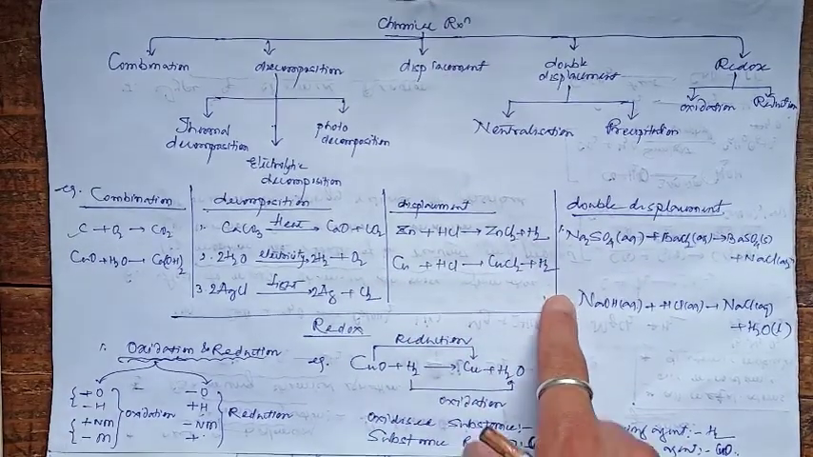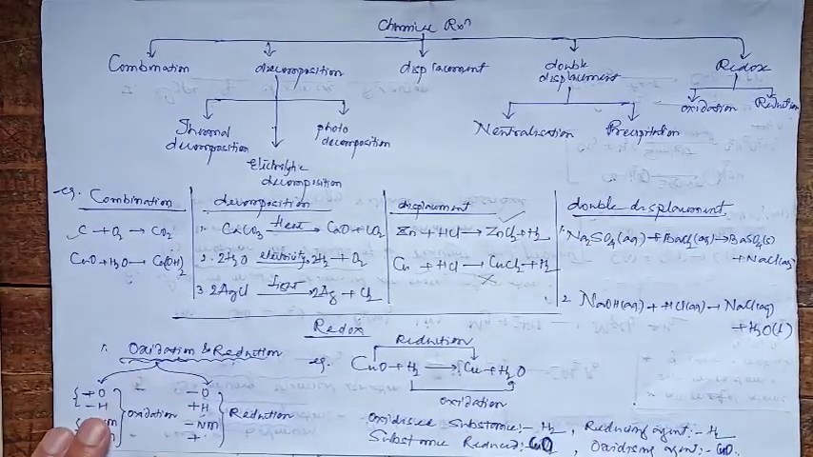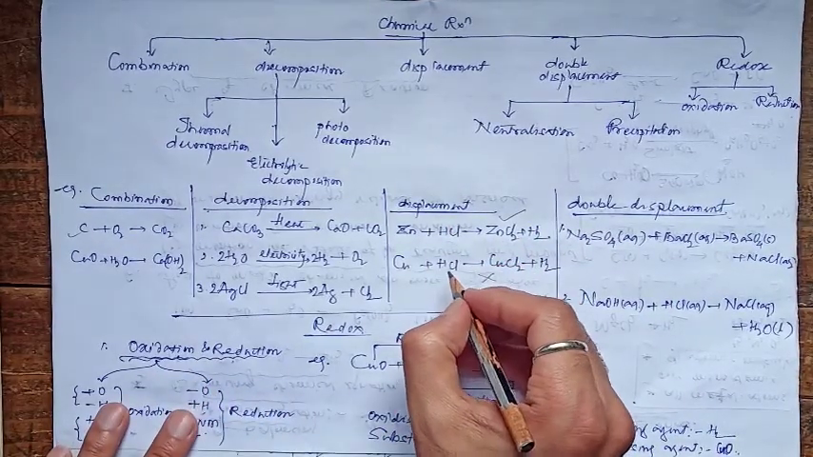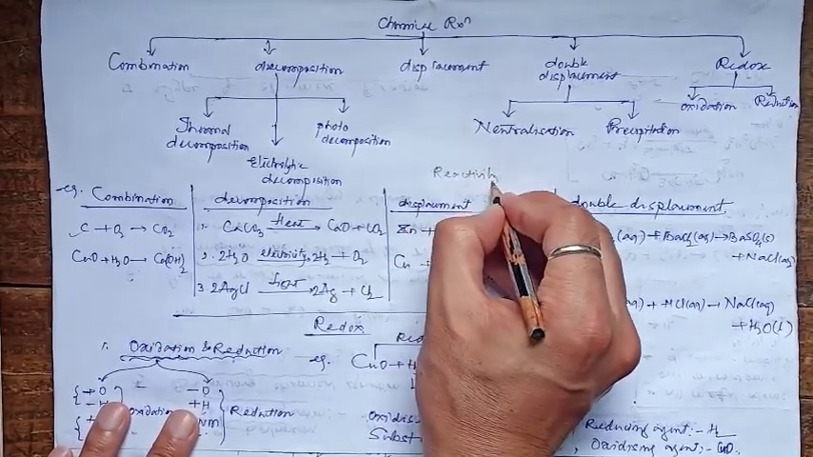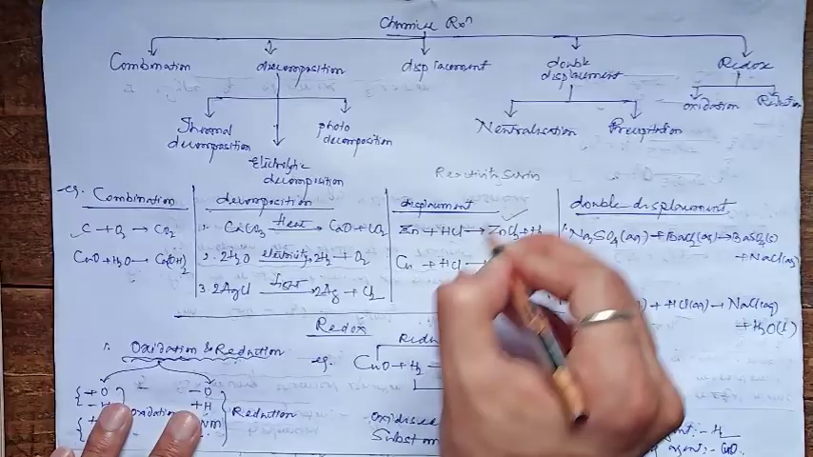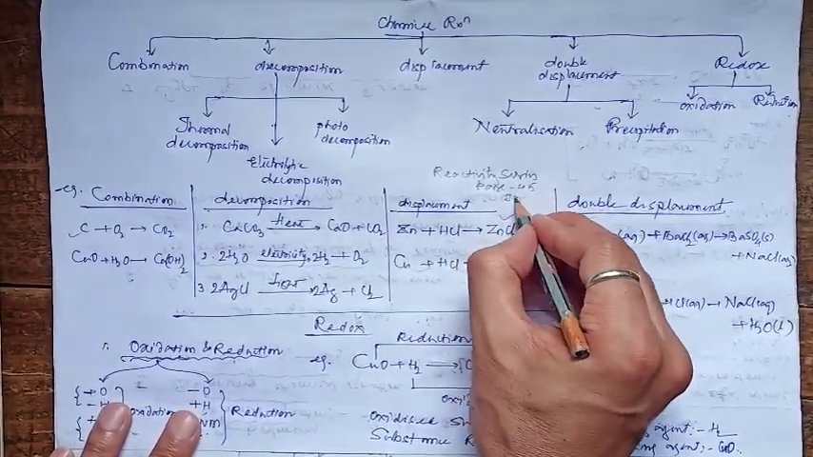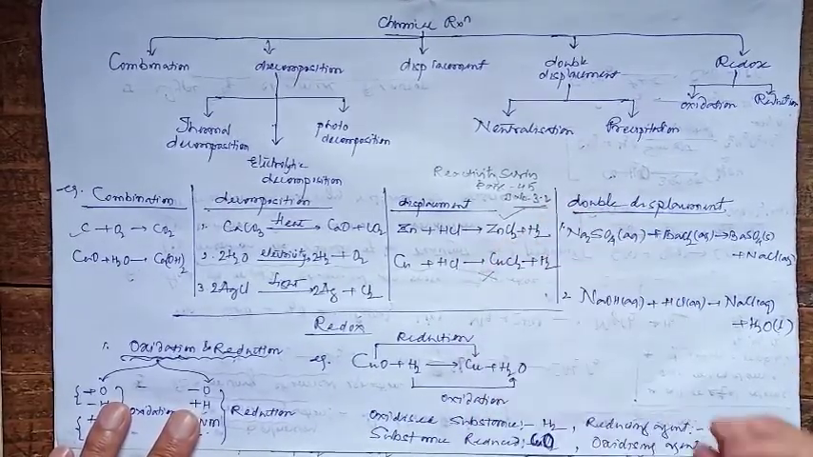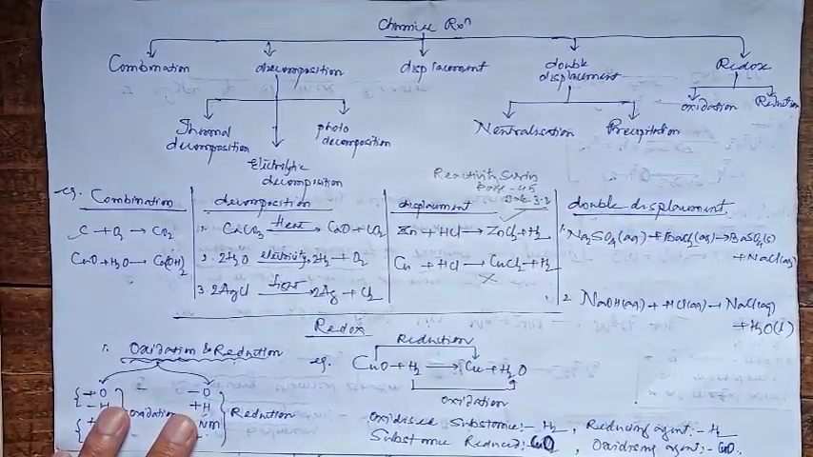If I ask which one of the two reactions is possible, we'll say this first reaction is possible, but this second reaction is not possible. So why is this so? To understand whether a displacement reaction will occur or not, we must understand the reactivity series. In our NCERT textbook, page number 45, table number 3.2, we have a reactivity series.